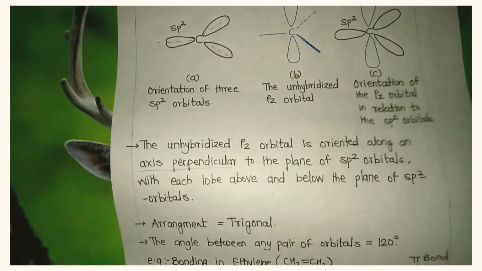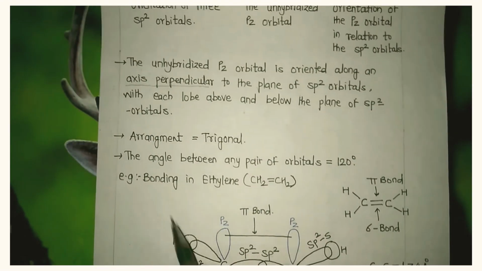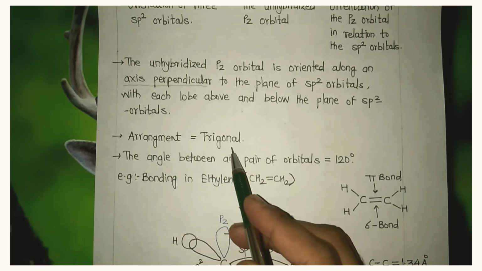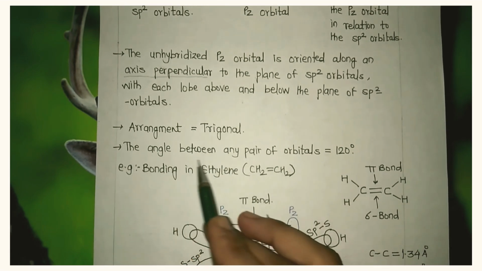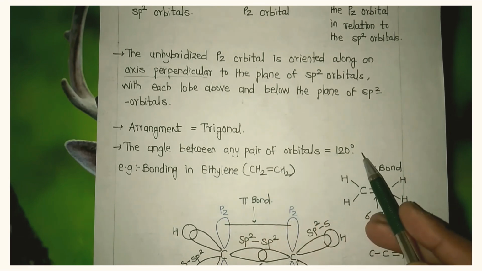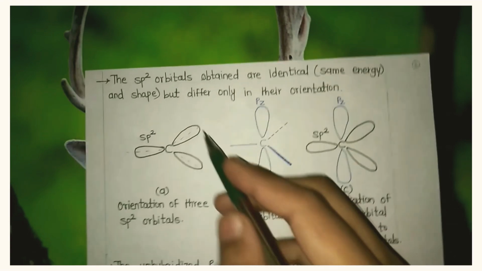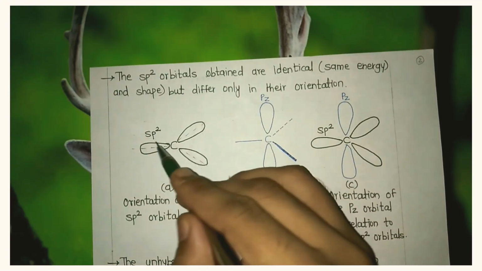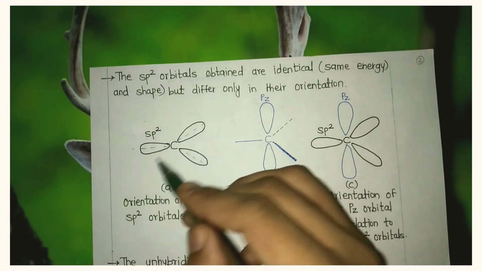We go for the arrangement. Arrangement of sp2 orbitals is trigonal, like a triangle. The angle between any pair of orbitals is 120 degrees, meaning the angle between these two orbitals is 120 degrees, or these two, or any pair of them.